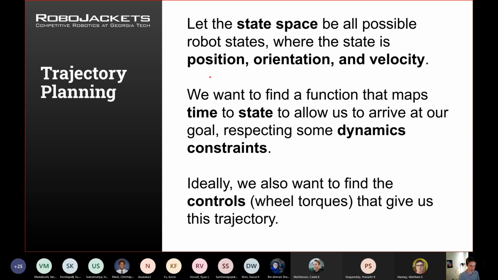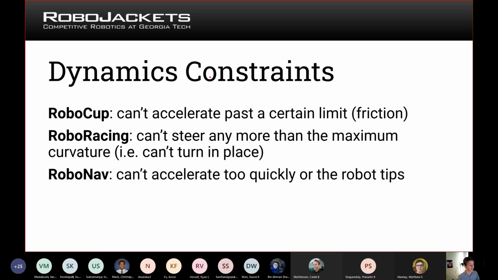I'll get into it. I'm not going to try to go all over it on one slide because that would be kind of crazy. I totally left in something that I wasn't supposed to leave here. I've been informed that the RoboNav example here is no longer accurate. These are some examples of dynamics constraints.